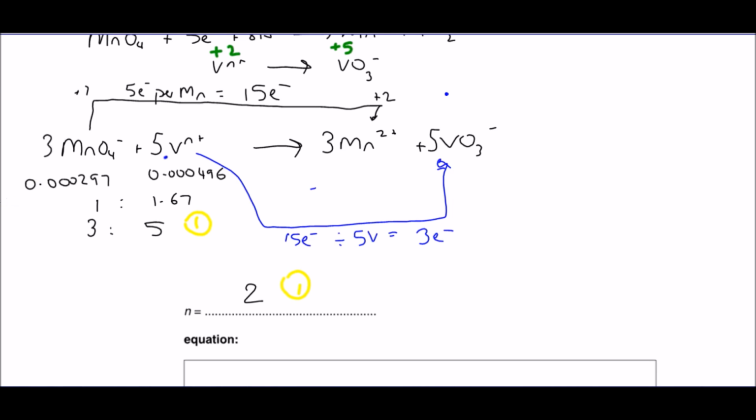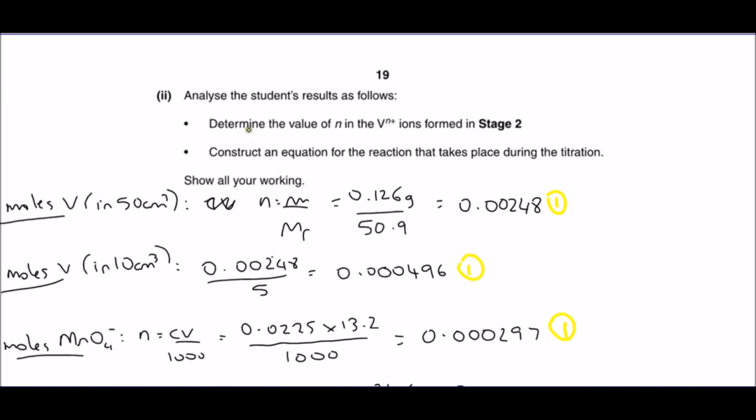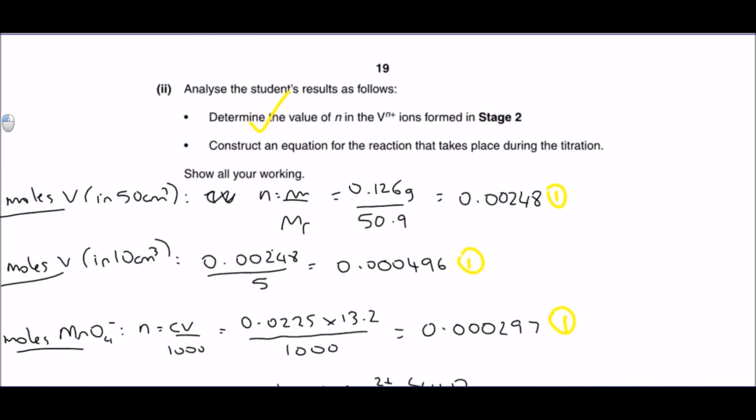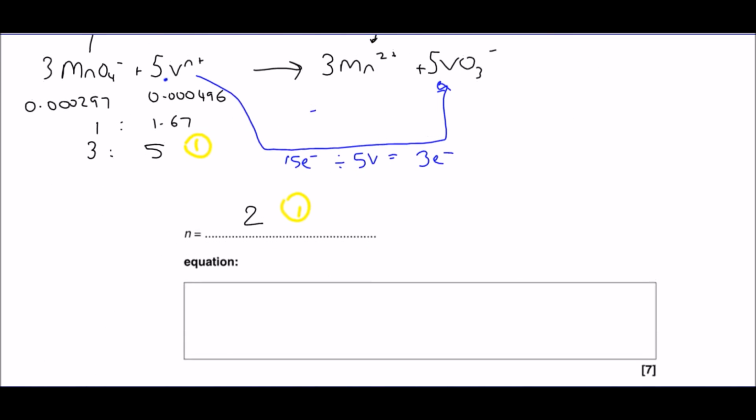Last little bit then, to look up at those bullet points again. We determined the value of n, and then it says construct an equation for the reaction that takes place. Well, we're nearly there, so we're going to look at this equation here. And all we need to do now is balance it. So on this side we've got 12 oxygens, on this side we've got 15 oxygens. So we're going to need to add some water to this side. So we're going to add 3 H2O plus that. And then on this side we're going to need to deal with the hydrogens. So on this side we're going to have 6 H+.